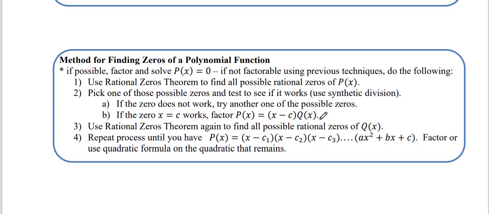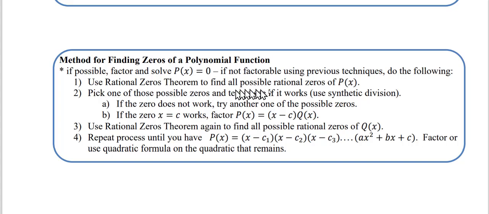Down here I have some steps for how we might do this. If possible, factor and solve p of x equals 0. So if you can find a way to factor it, if there's a technique that you already have for factoring, like factoring by grouping, or if it's a polynomial of the quadratic type, or if it's already factored, then use those techniques. If it is not factorable using previous techniques, we're going to do these things.